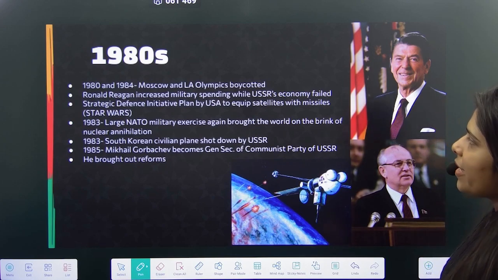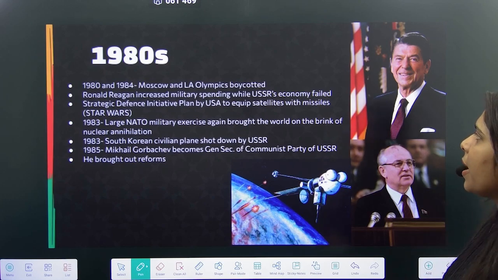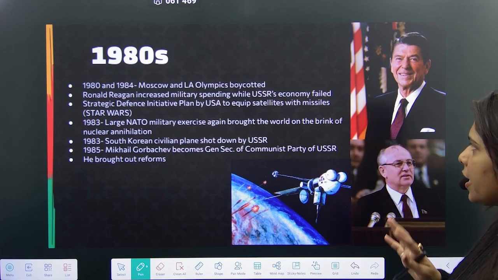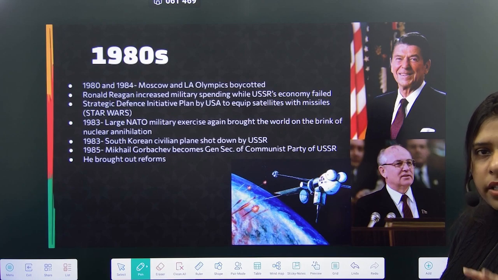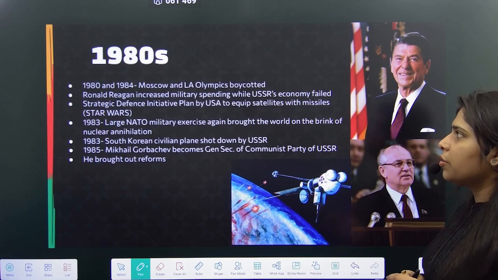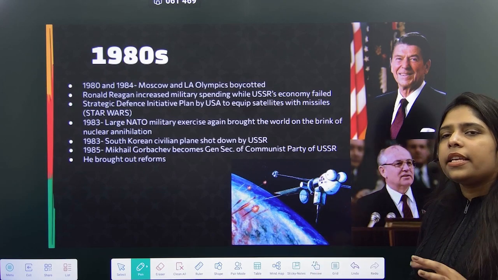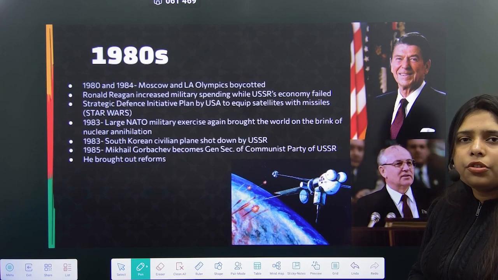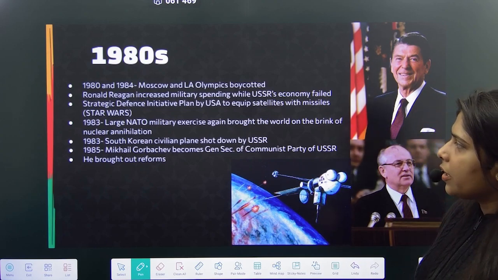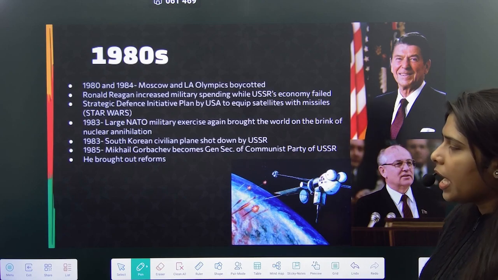While Reagan was investing heavily in military and science, the USSR's economy was failing day by day. Okay? 1983, there was a large NATO military exercise. Okay, people again thought that this NATO military exercise was going to be a very huge problem when it comes to the situation between the USSR and US. So people thought that this exercise might provoke the USSR to use its nuclear weapons, but that did not happen. 1983, the USSR shot down a South Korean military plane, basically a civilian plane.